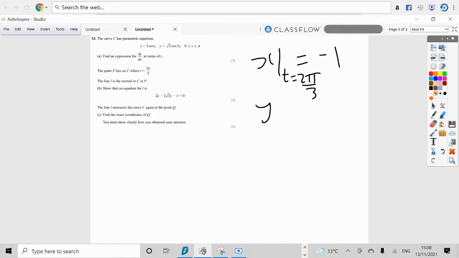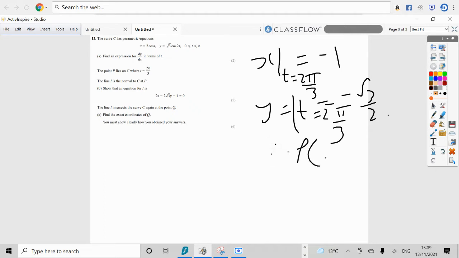We also need the y when t is 2 pi over 3. And that is minus root 3 over 2, doing that on your calculator. So we know the point P now. We know the point P has coordinates minus 1, minus square root 3 over 2. Okay, that's helpful.